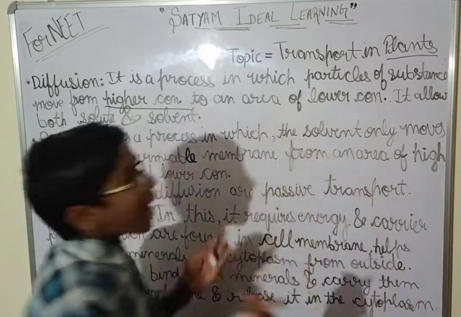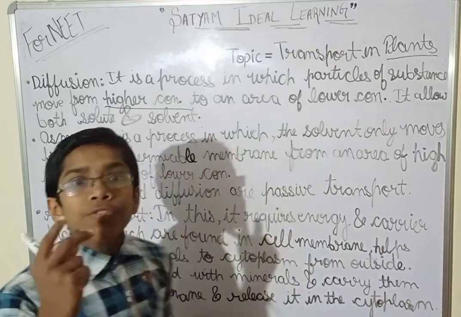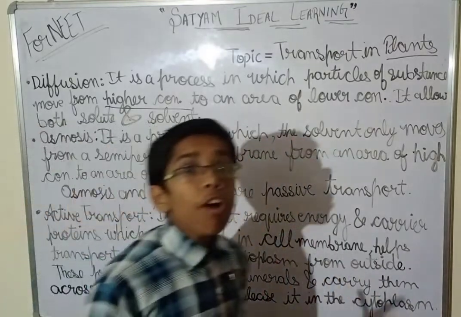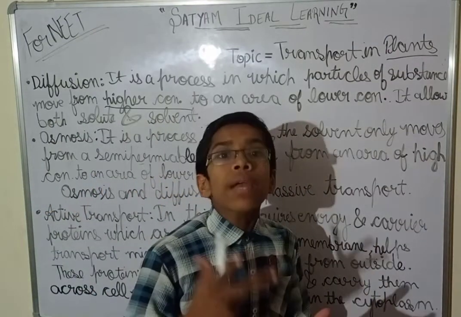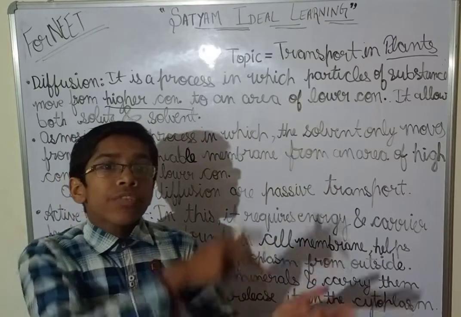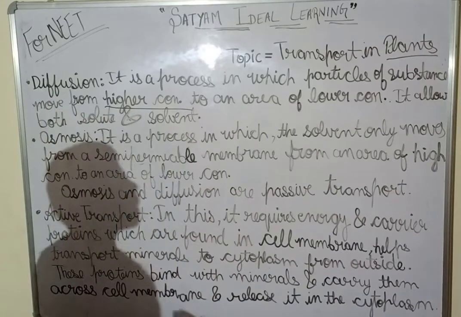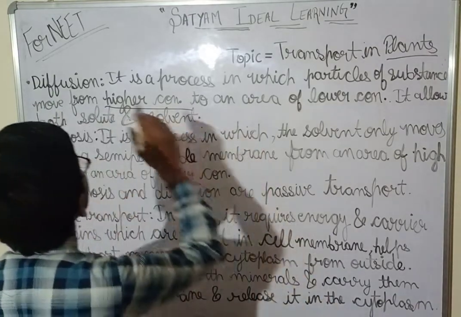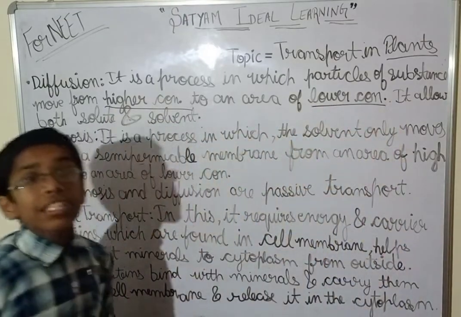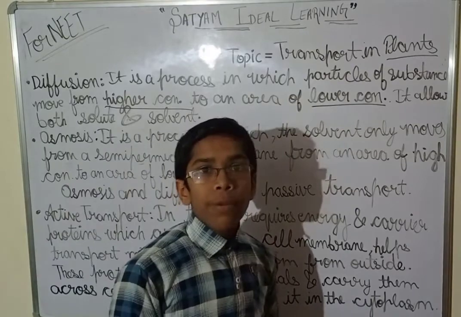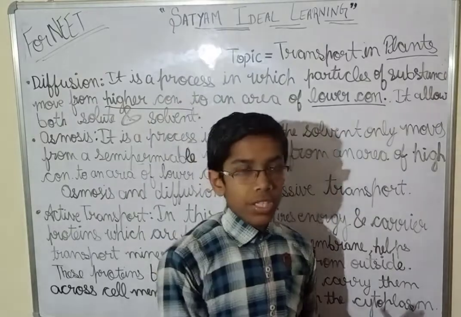The particles move. In this case, we are talking about minerals. The particles of the minerals move from an area of higher concentration, where the particles are more, to an area of lower concentration, where the particles are less. So in the diffusion process, the particles move from an area of higher concentration to an area of lower concentration. This you have to remember.